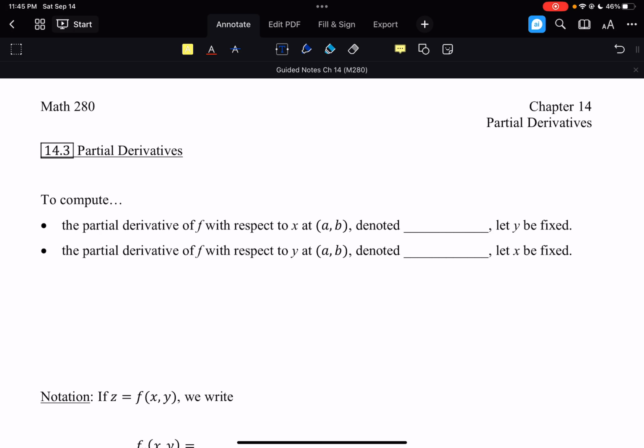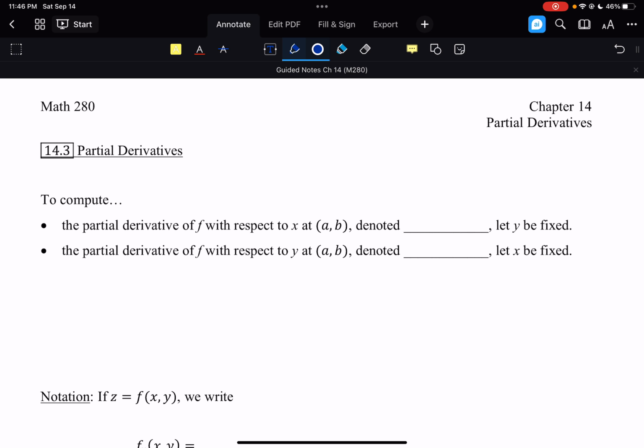Welcome to section 14.3. In this section, we're going to be looking at the concept of taking derivatives of functions of two variables or more, and that is the idea of partial derivatives. When we compute derivatives back in Calc 1 and Calc 2, we are taking the derivative of y with respect to x, so the derivative of f of x with respect to x. But now that we're in functions of two variables, we can't take the derivative of f with respect to its only one variable. We have a choice now.